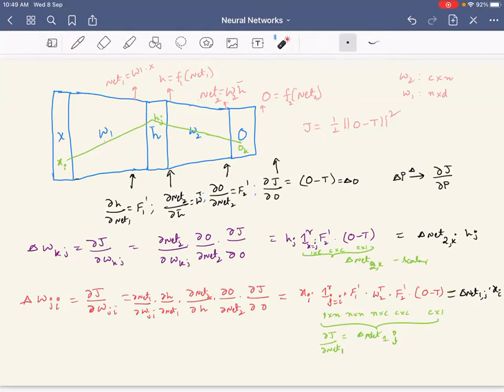Before going on, this side you can consider as H, and this side you can consider as net 1. So hope you see the distinction. This is after applying the activation, and this is before applying the activation. And write the whole thing similarly.